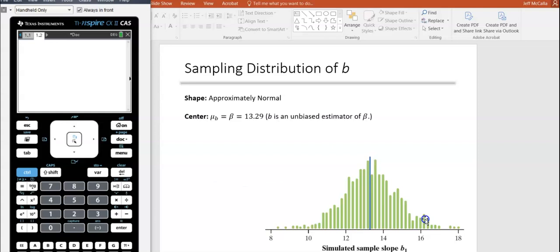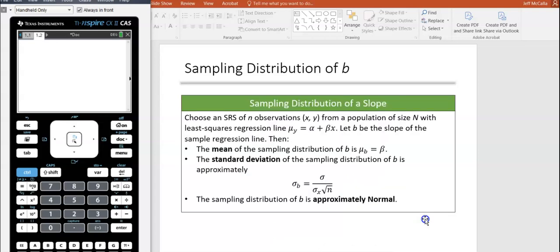Shape is approximately normal. The center is the exact value of the population slope, so we're trying to measure the slope here. Variability is a new equation. You haven't seen this one before, so this is for the slope's standard deviation. You take the standard deviation of the population divided by the standard deviation of the sample times the square root of n in the denominator, and you get 1.42 for this one. We'll do that example in a minute.